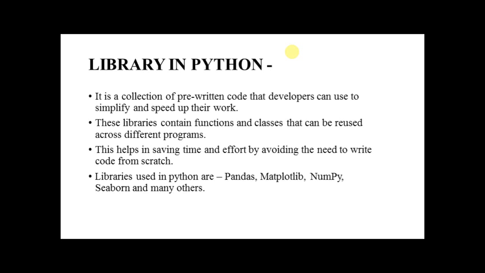What is a library? A library is a collection of pre-written code that developers can use to simplify and speed up their work. It is pre-written code in the software where you can directly take from there as a function or in the form of classes, which can be used in different programs. This helps save time and effort by avoiding the need to write the code from scratch.